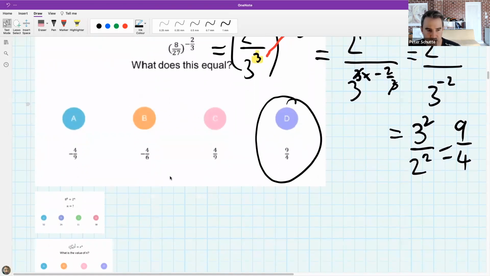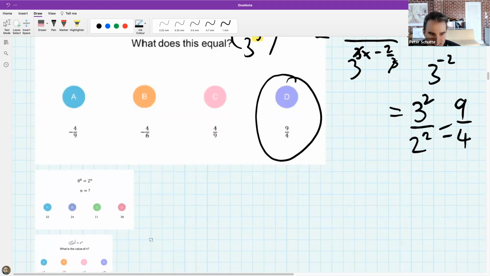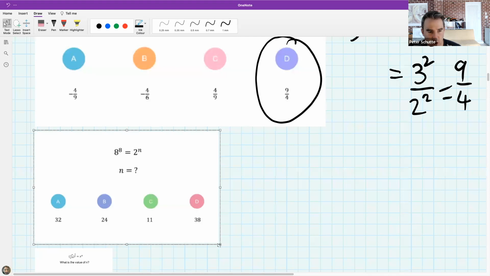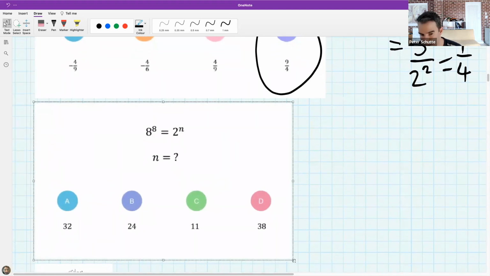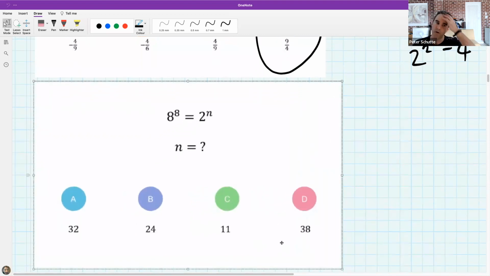So before our break, we're just going to do 2 more little multiple choice questions, but this is slightly different. We are going to now do what's called an exponential equation. Very simple exponential equation. I want you to try and use what you've learned about exponents so far to solve this problem. If 8 to the power of 8 is 2 to the power of n, what is n equal to? Give that a go and see what answer you think is correct.